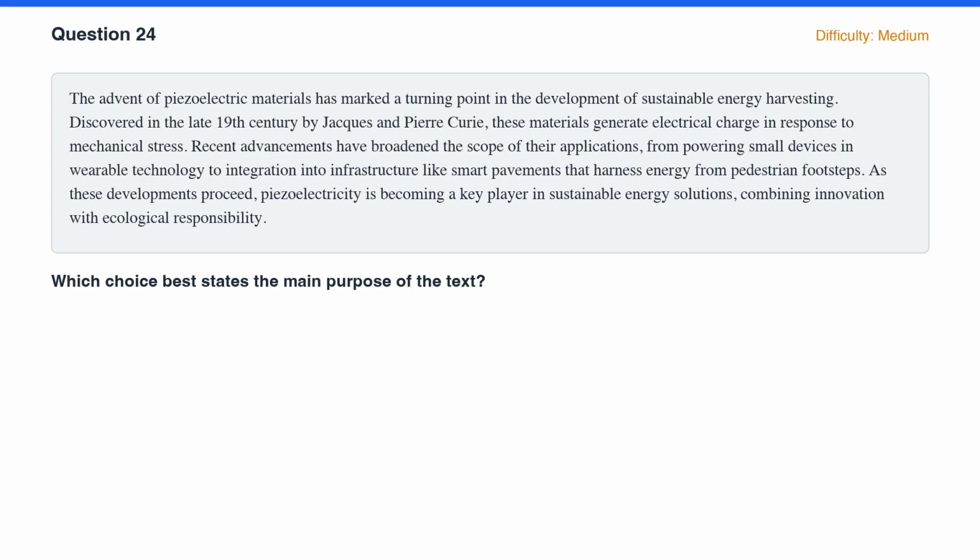This passage is titled Transformation of Energy Harvesting Techniques. The passage describes piezoelectric materials which generate electrical charge under mechanical stress and traces how their applications have expanded from wearable devices to smart pavements. The question asks which choice best states the main purpose of the text.